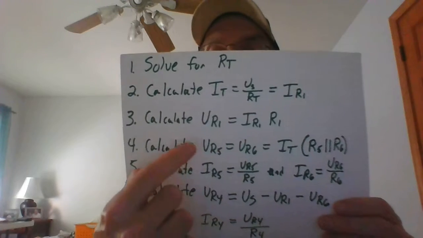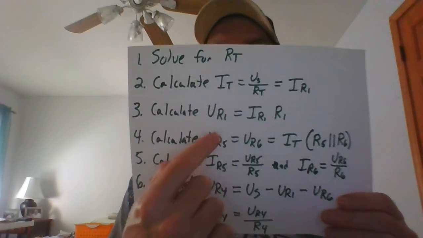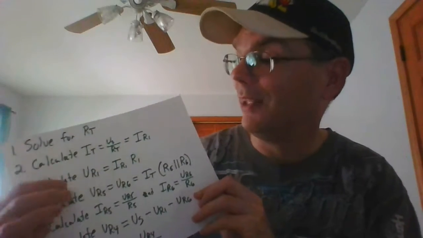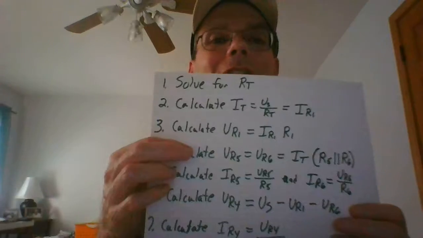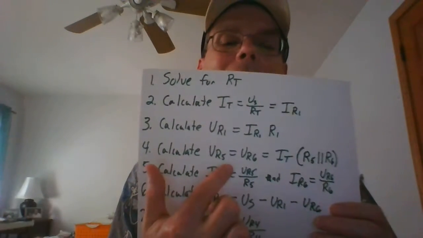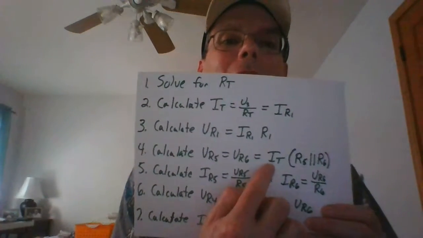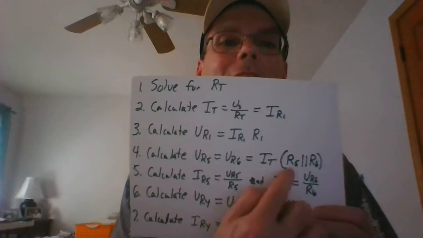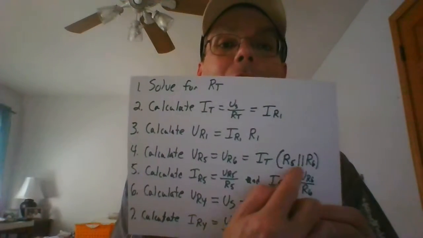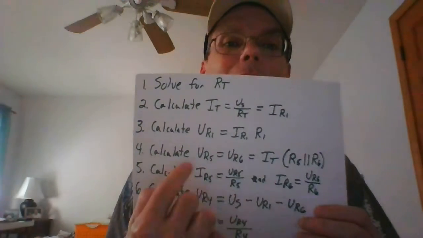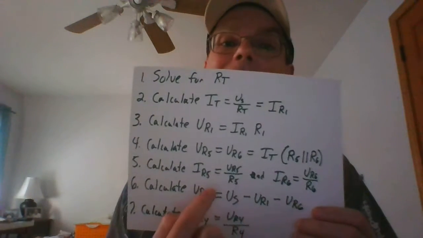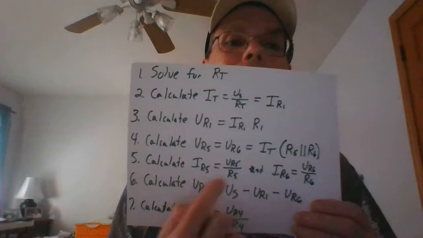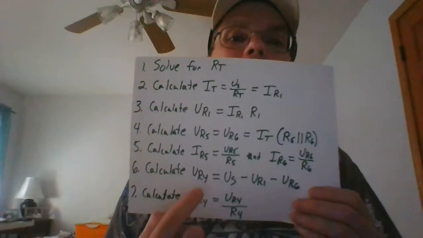Since we now have that voltage, we can find the voltage across our VR5 and VR6. Remember, they're the same because they're in parallel. If we multiply the total current times that parallel combination, we will find the voltage across those two. Once we have the voltage across those two, Ohm's law, I equals V over R, we can solve for those two currents.